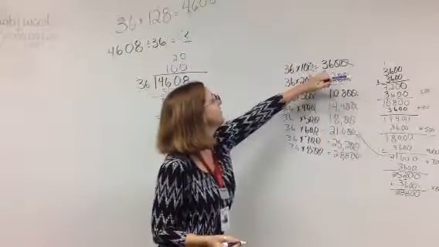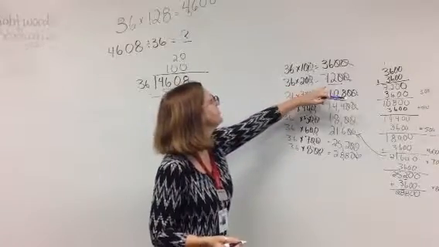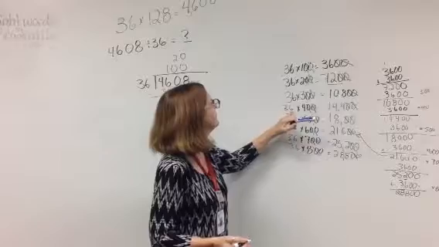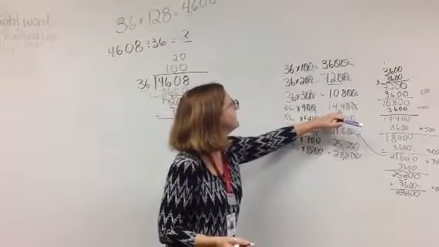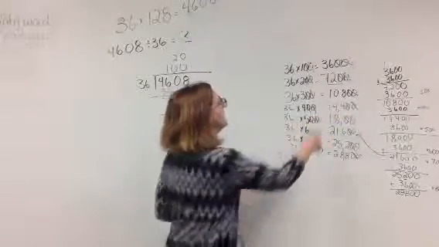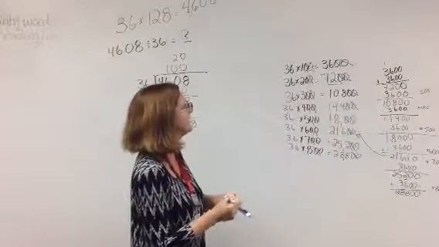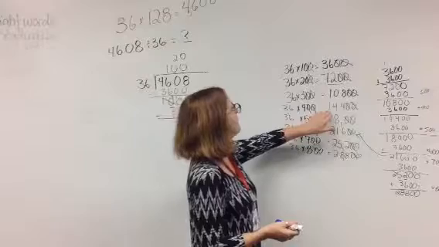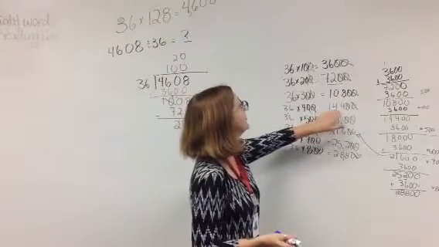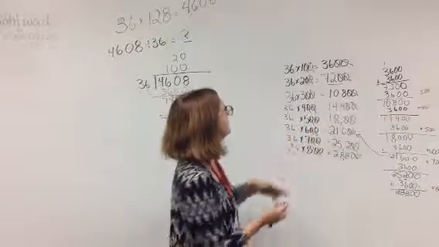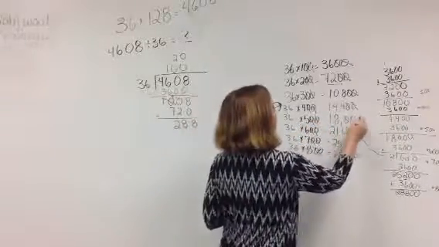36 times 1 is 36. 36 times 2 is 72. 36 times 3 is 108. 36 times 4 is 144. Remember, my commas changed because I've been subtracting zeros. I'm no longer working with 1,440, but 144. 36 times 5 is 180. Sorry about that.